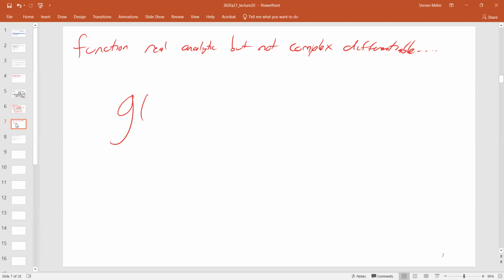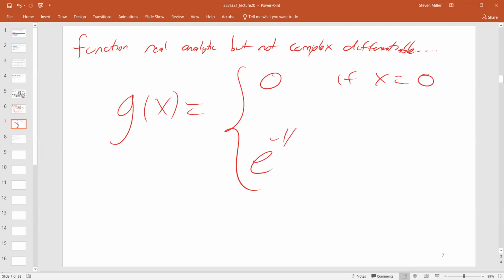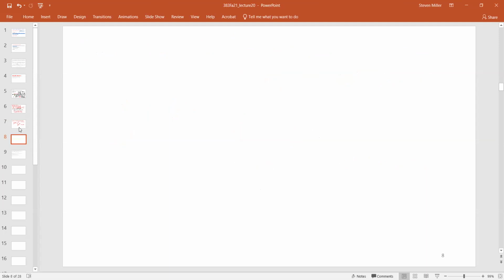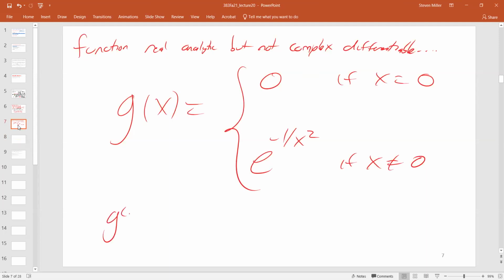g of x equals 0 if x equals 0. Anybody remember the function now? All of its derivatives are 0 at the origin. e to the negative 1 over x squared. You need to know this function. It's a great example. In some sense, functions like this are absolutely terrible because every derivative is 0. This is basically L'Hopital.